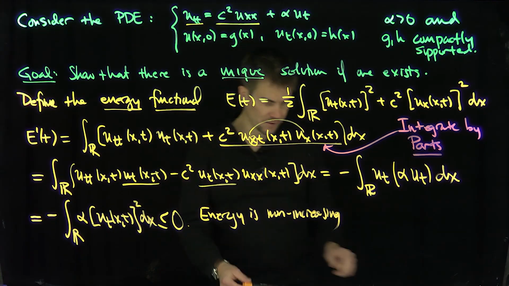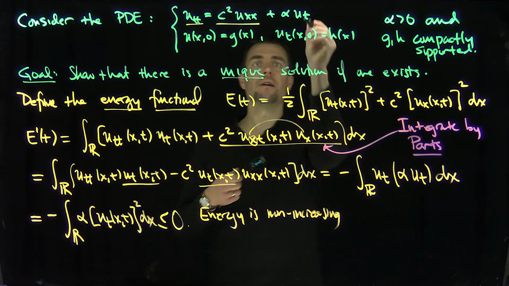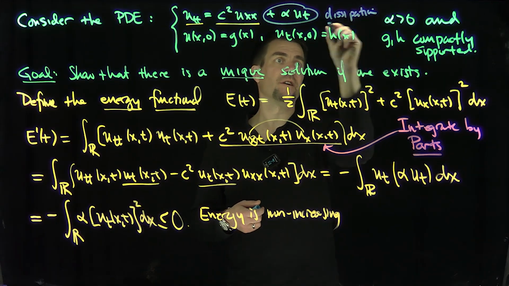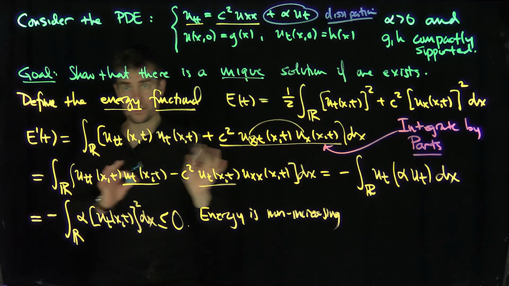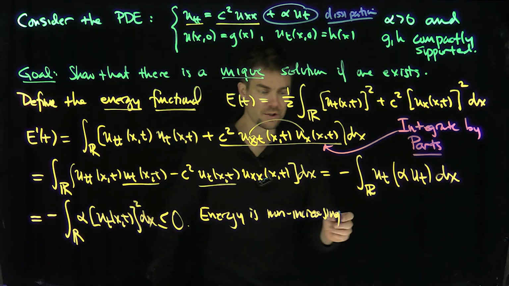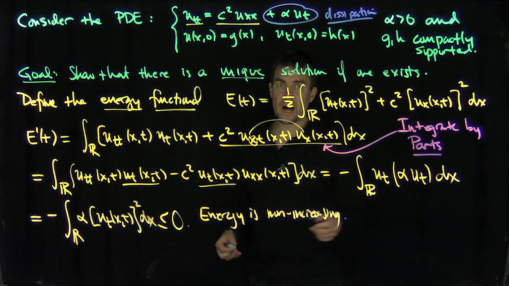That's why we say that this term, alpha u_t, induces dissipation. There could potentially be a dissipation of energy. Either energy is conserved or energy is going to dissipate. You can't increase the energy in the system, so energy is not increasing. That's great, because now we're going to do the following.